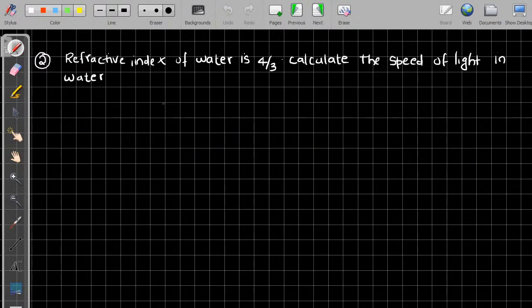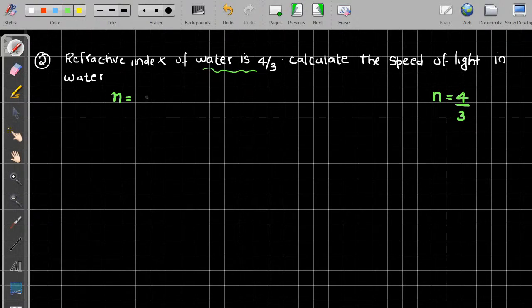So in this question it is written that the refractive index of water is 4/3. Calculate the speed of light in water. So here they are mentioning only one medium, water. Okay, and the refractive index of water is given here as 4/3. I want to calculate the speed of light in water. I can use the concept of absolute refractive index, since only one medium is provided.